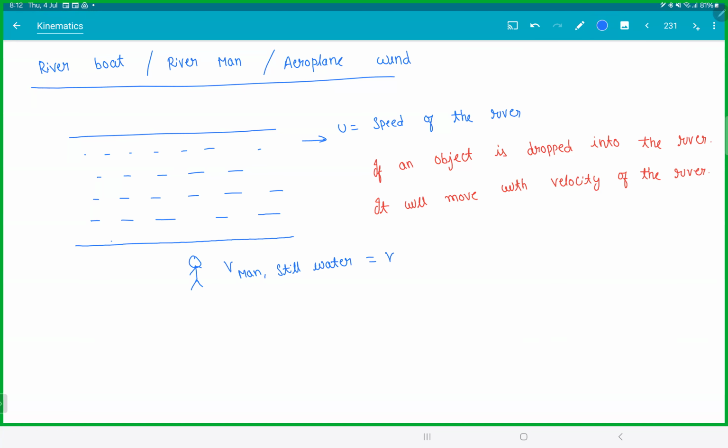Now, if you take a person like this and you put him in a river, what will happen? The river speed will add up. Think of it like this: let's say you're standing in a train going at 40 kilometers per hour, and you can walk with 10 kilometers per hour. What will happen? You're actually going with 10 plus 40, isn't it? Your speed adds up.